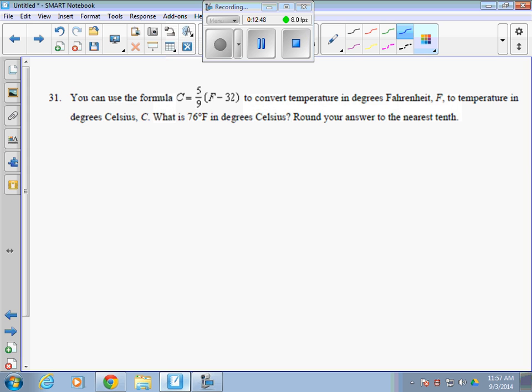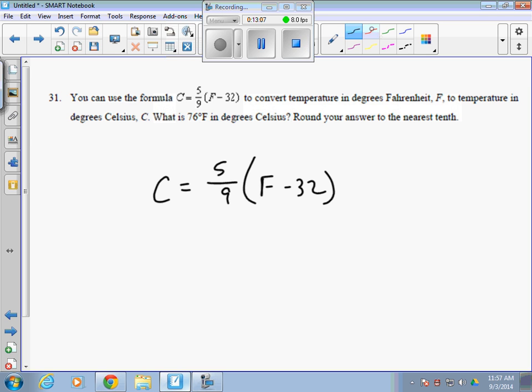And then number 31 says you can use the formula C equals 5 over 9 times F minus 32 to convert the temperature in degrees Fahrenheit F to temperature in degrees Celsius C. What is 76 degrees Fahrenheit in Celsius? Round to the nearest tenth. So C equals 5 over 9 times F minus 32.